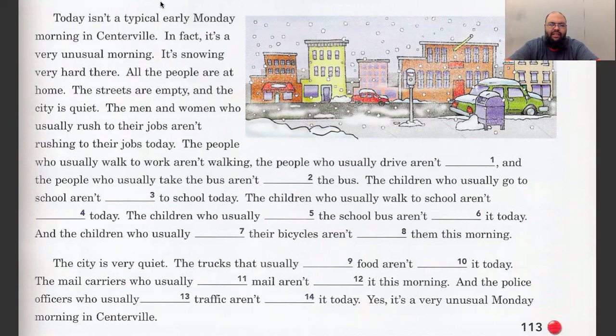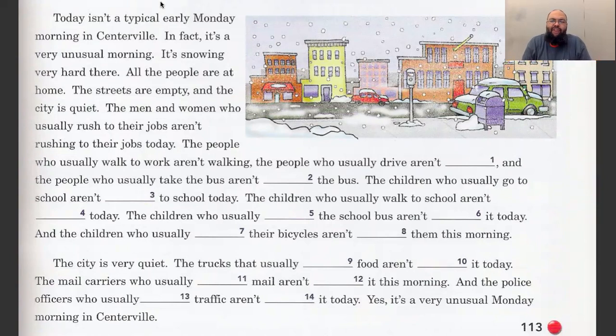And the people who usually take the bus aren't, you do it, no cheating, blank the bus. The children who usually go to school aren't to school today. The children who usually walk to school aren't, yes, today. Next one. The children who usually blank the school bus aren't blank it today. And the children who usually blank their bicycles aren't blank them this morning.